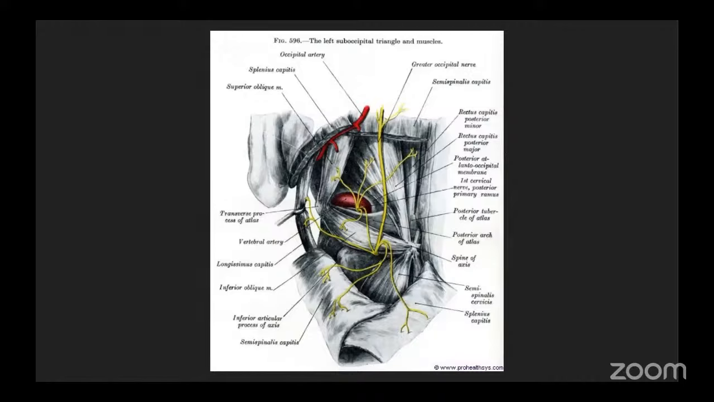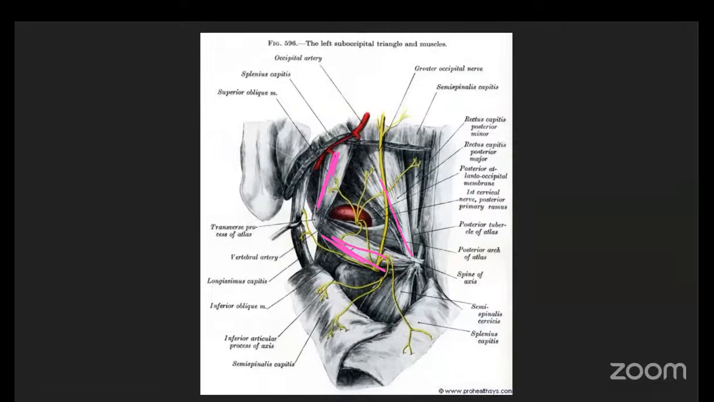What was this? This was the superior oblique muscle. This was the inferior oblique muscle, and this was rectus capitis posterior major. I keep mixing these names. So this was the suboccipital triangle. This was the posterior atlanto-occipital membrane here. This here was the vertebral artery. Vertebral venous plexus is not visible. So this was a refresher.